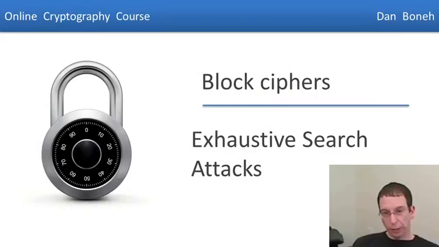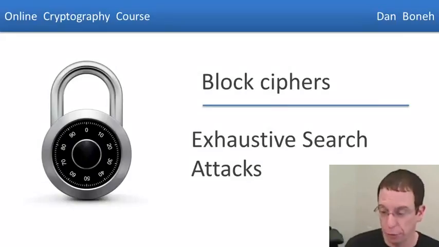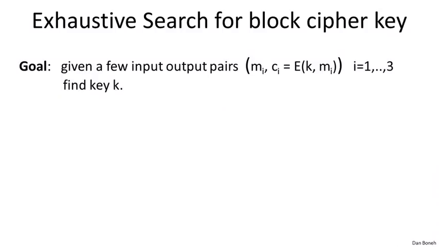Now that we understand how DES works, let's look at a few attacks on DES. And we're going to start with an attack called exhaustive search. So our goal here is basically that given a few input-output pairs, M_i, C_i, our goal is to find the key that maps these M's to the C's. In other words, our goal is to find the key that maps M1, M2, M3 into C1, C2, C3. And as I said, our goal is to find the key that does this mapping.